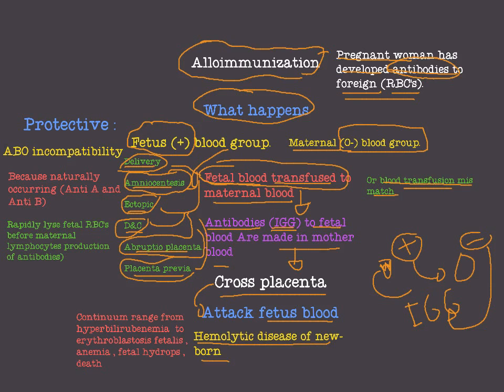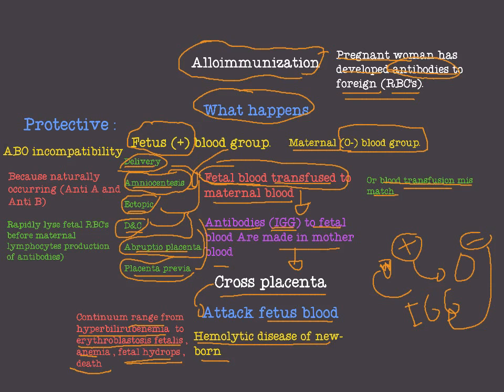Hemolytic disease of the newborn or the fetus is a continuum that ranges from hyperbilirubinemia to erythroblastosis fetalis, anemia, and fetal hydrops, which is pericardial effusion, ascites, and other fluid collections in third spaces of the body. So this is how all things happen.